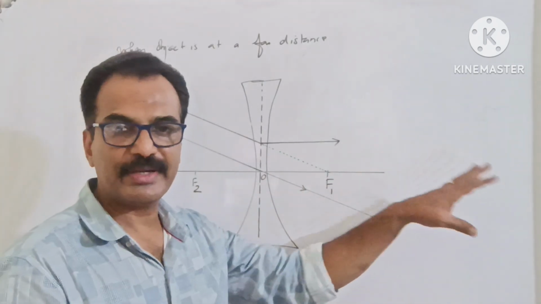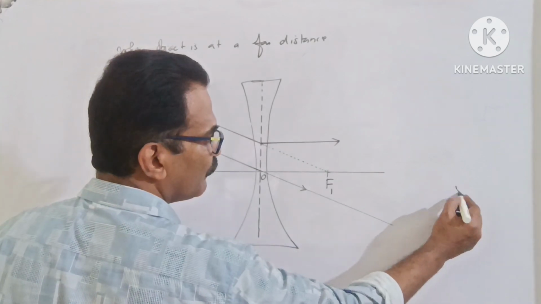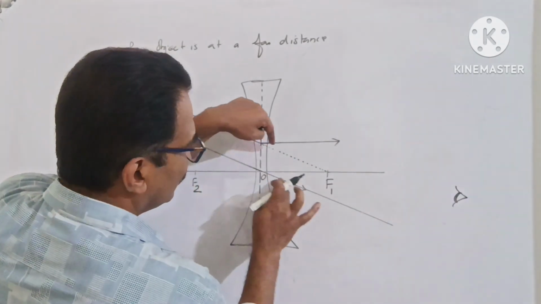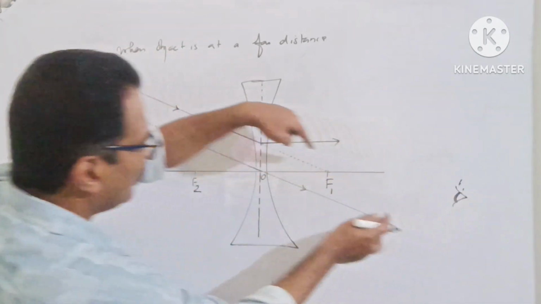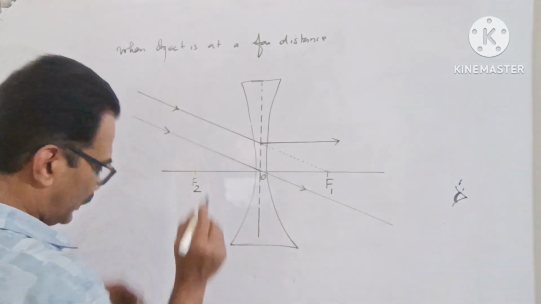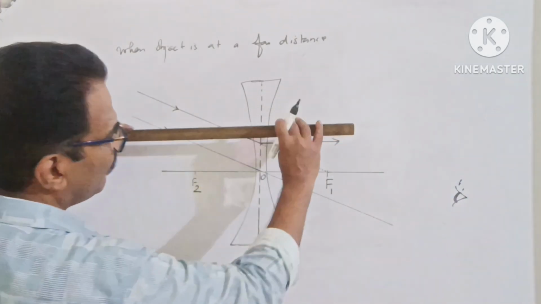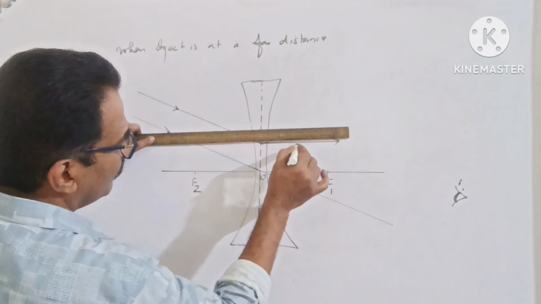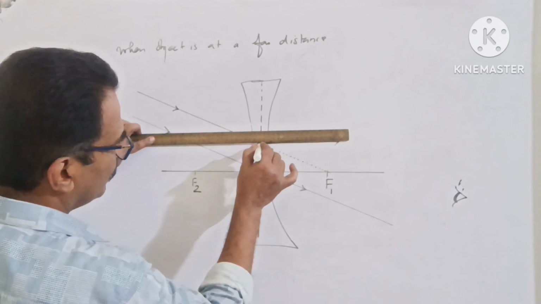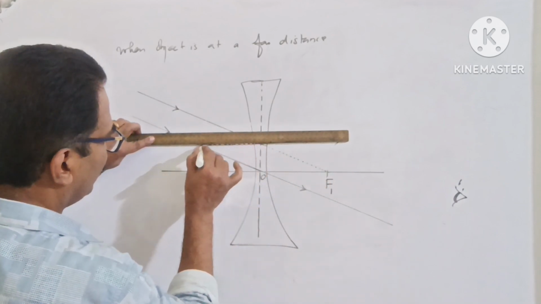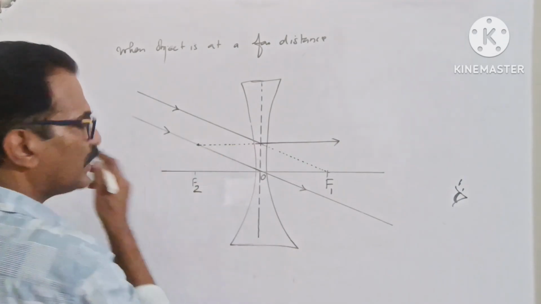So in that case, where will the image be formed? If your eye is here, when these light rays reach your eyes, you will feel that these light rays are coming from one point here. For that, what must we do? We must produce this ray backward. Then it will touch at one point here. Here you will get the image.